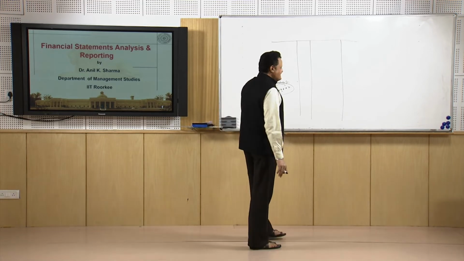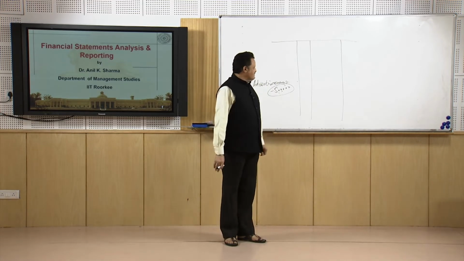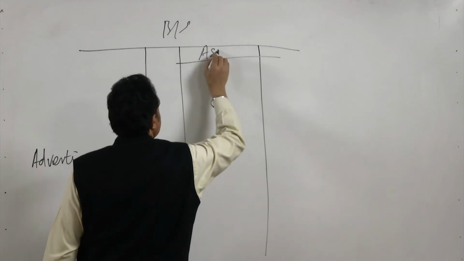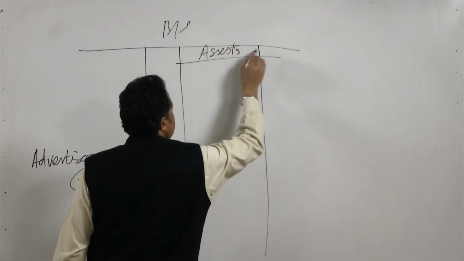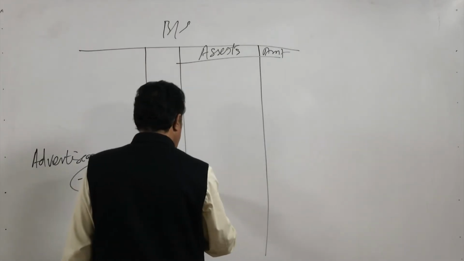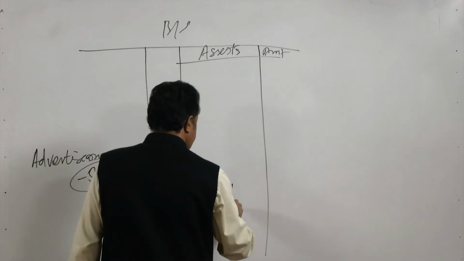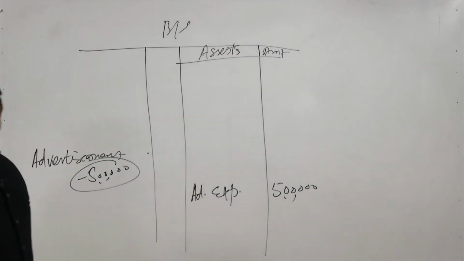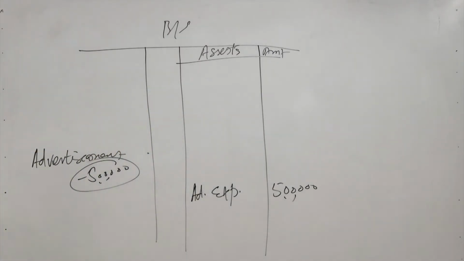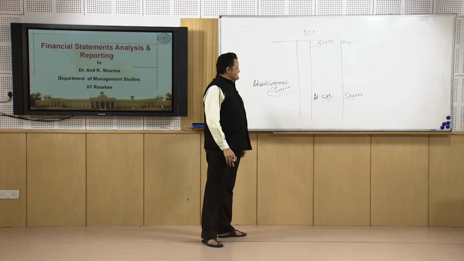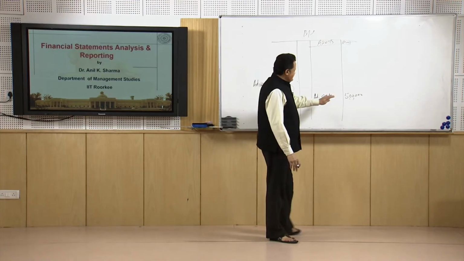So, what we will do is capitalize this and take it to the asset side of the balance sheet. Here we write the advertisement expense and show the total amount as 5 lakh rupees. Though it is expenditure and not an asset, it is deferred revenue expenditure, so we capitalize the total amount by taking it to the asset side, shown as 5 lakh in the balance sheet.